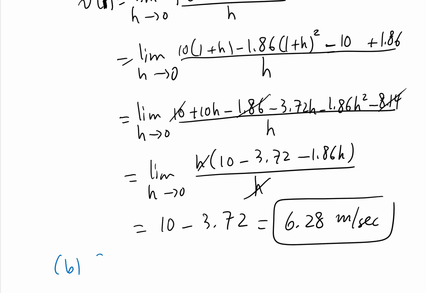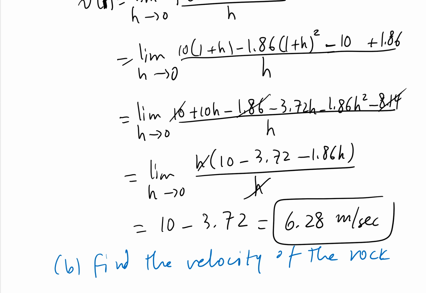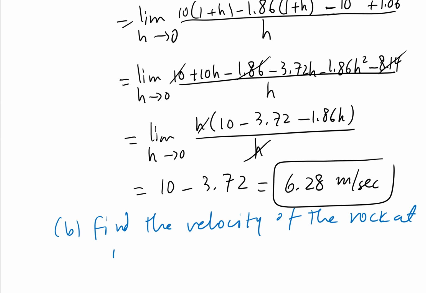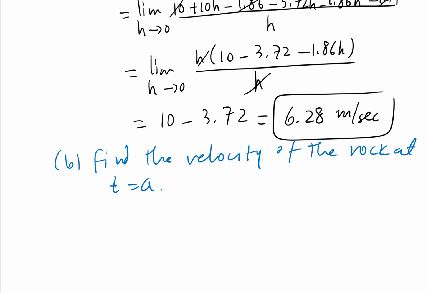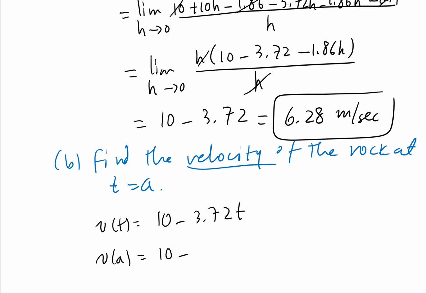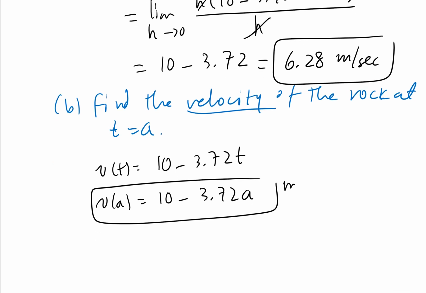Next, part B, find the velocity of the rock at t equals a. Since they talk about the velocity that we found earlier, we found that v of t was 10 minus 3.72t. So at a, v of a would be 10 minus 3.72a. That's all you have to do. Meters per second.